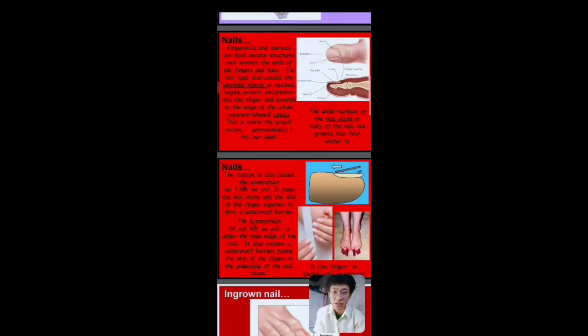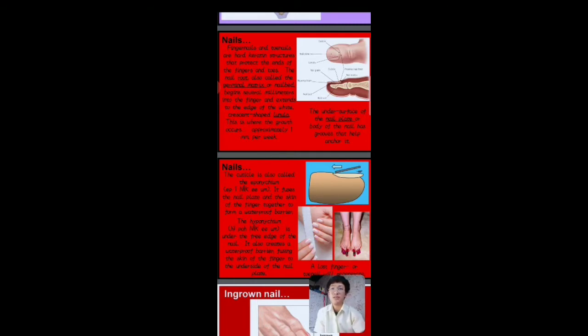Nails. Fingernails and toenails are hard keratin structures that protect the ends of the fingers and toes. The nail root, also called the germinal matrix or nail bed, begins several millimeters into the finger and extends to the edge of the white crescent-shaped lunula. This is where the growth occurs, approximately 1 mm per week. The undersurface of the nail plate or body of the nail has grooves that help anchor it.